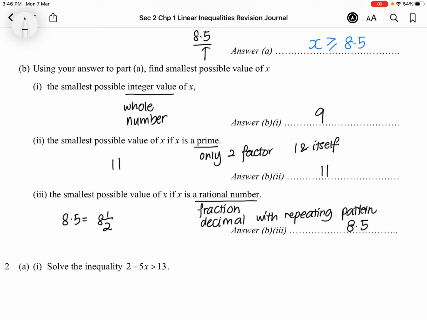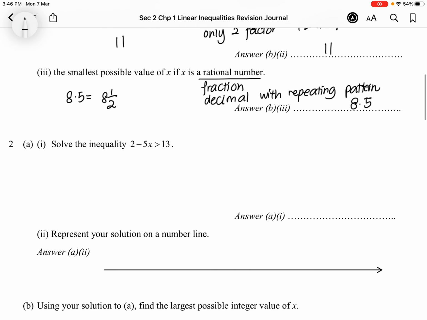Now let's move on to the next part. The next part of the question says, question number 2, solve the following inequality, and then we need to represent this solution on a number line. So I want to solve this inequality. First up, I have 2 minus 5x greater than 13.